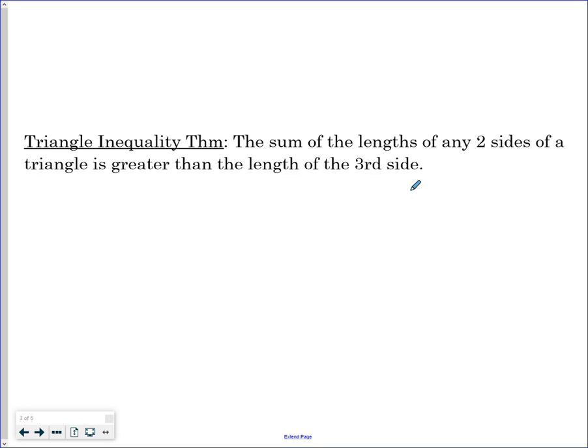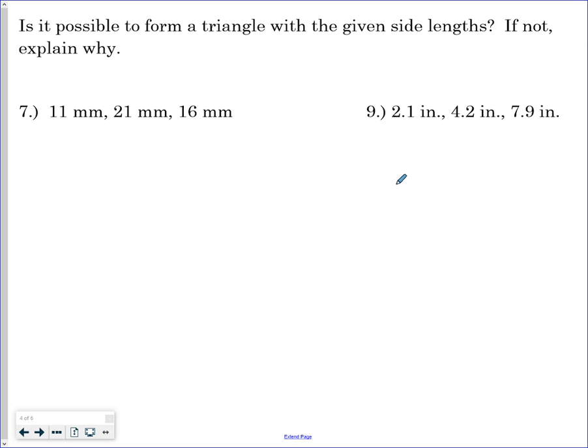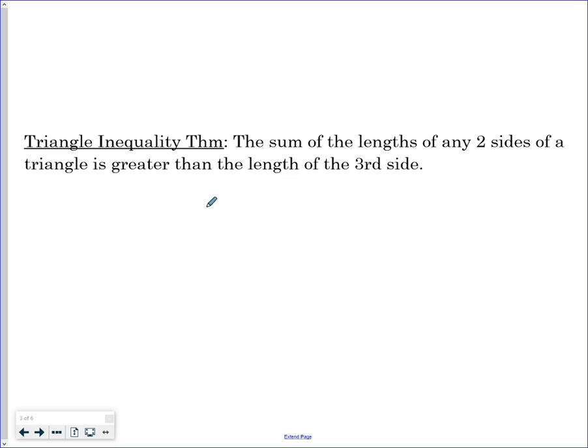I'm going to say that again. Triangle inequality theorem, the sum of the lengths of any two sides of a triangle is greater than the length of the third side. So if you look at your example, you've got a 3, a 5, and a 7 on your triangle, right? See the 3, the 5, the 7? Do I have that on here? I don't think so. I'll write it down then. So we've got a triangle with 3, 5, and 7.